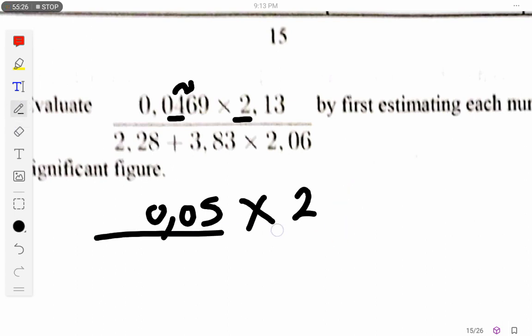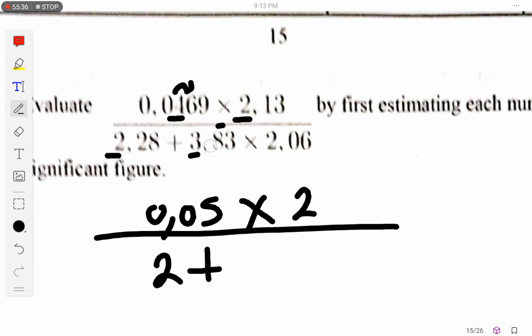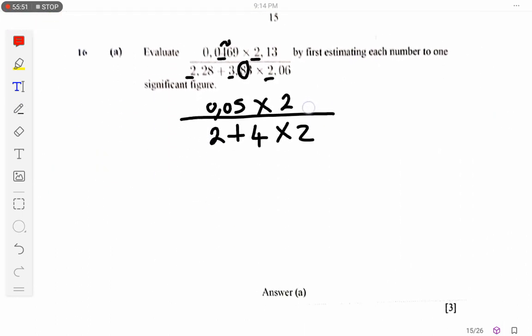So this is going to be over. For this one, this one is a 2, so we can't round up, so it's going to be 2 plus 3 point. This one, 8 here will round up 3 to 4, so we have 4 there, times 2.06, so you have a 0 there. It's not changing, so it's times 2 here like that. So this is what we have come up with.